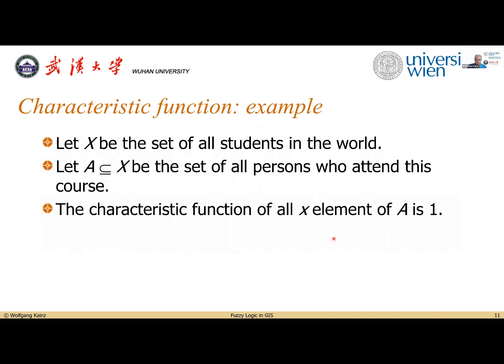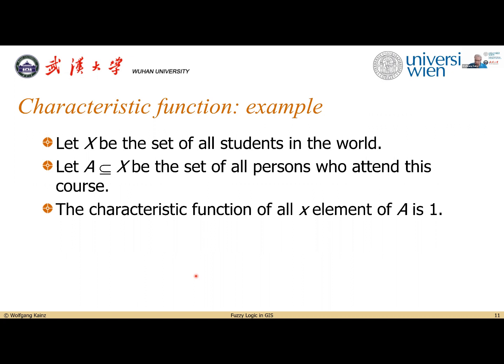If we take, for example, the universe being the set of all students in the world, and A as a subset of all the students in the world are the persons who attend this course, then the characteristic function for every one of you would be 1, because you are attending this course, and some other student who is not attending this course would have a value of his or her characteristic function of 0, because that person is not attending the course.